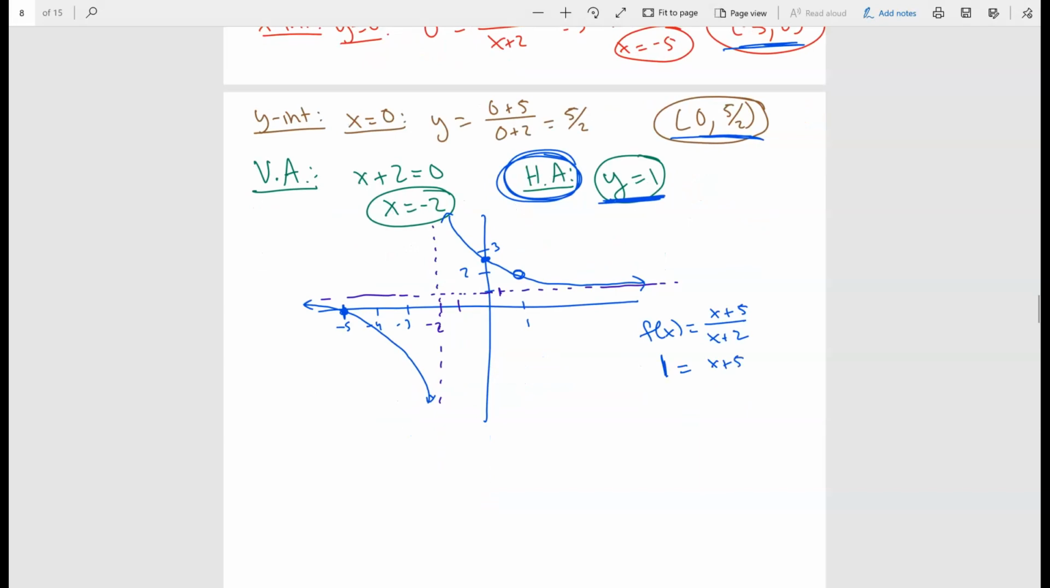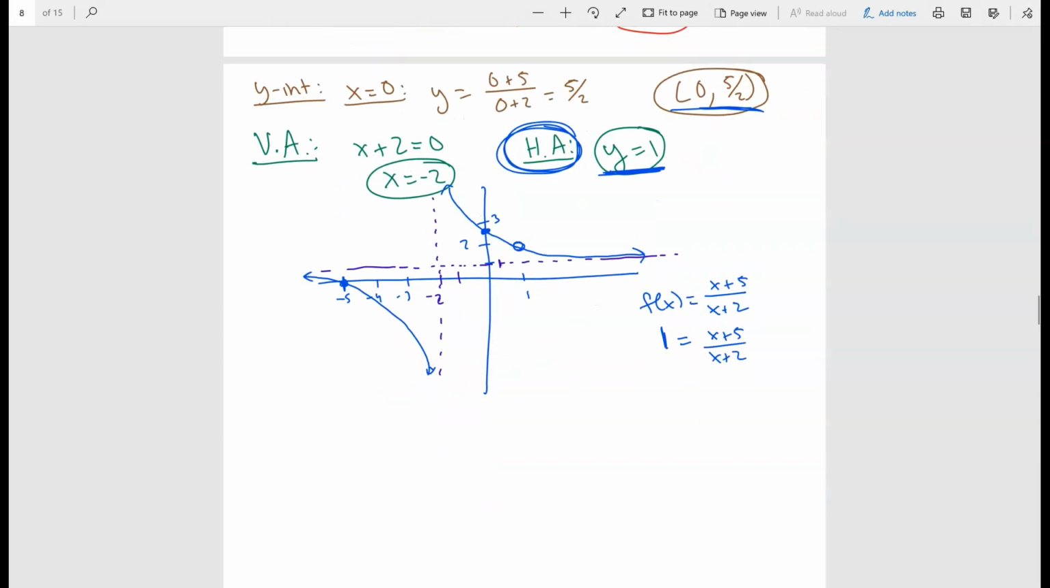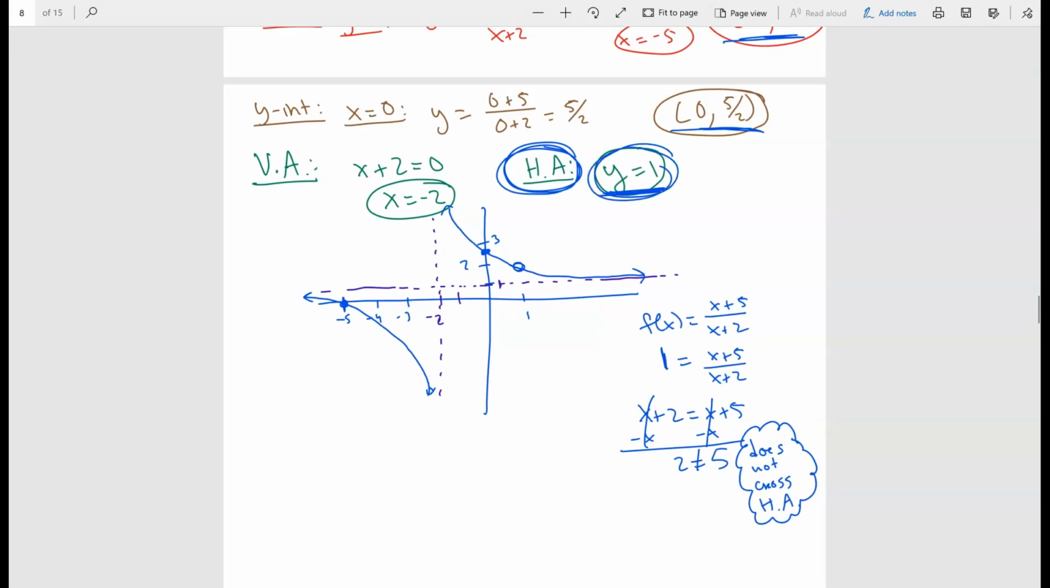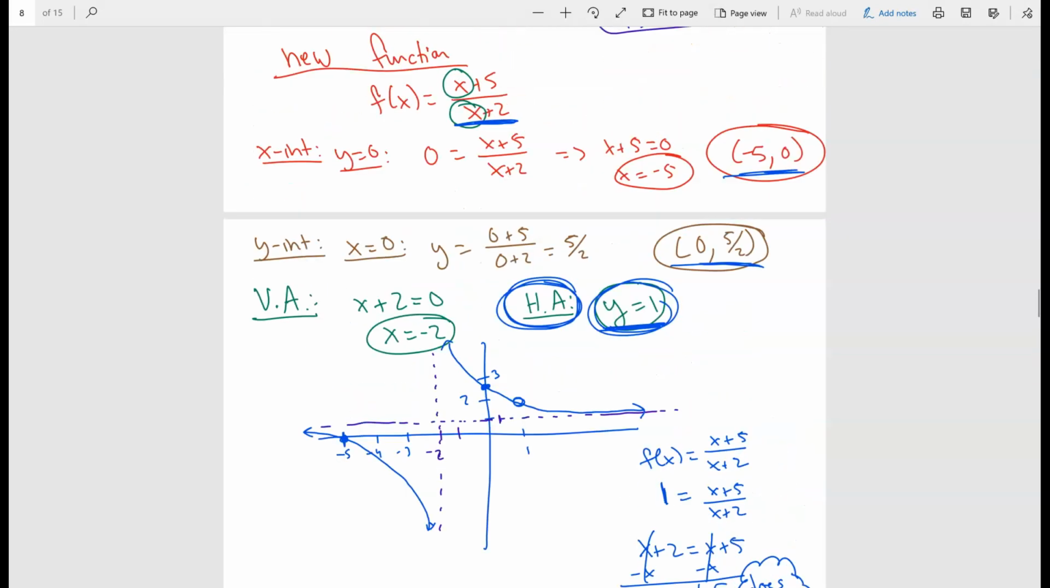So 1 equals (x + 5)/(x + 2), and then we're going to solve for x. I move that over, so you get x + 2 equals x + 5. When you subtract the x over, notice that you get a contradiction. 2 cannot equal 5, which means that it does not cross the horizontal asymptote. Okay? I'm not sure if I did that in the other videos, but in order to check if the horizontal asymptote is going to be crossed, just set whatever the horizontal asymptote is equal to the original function.